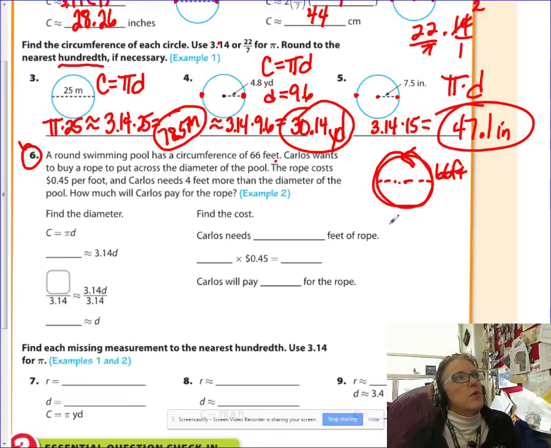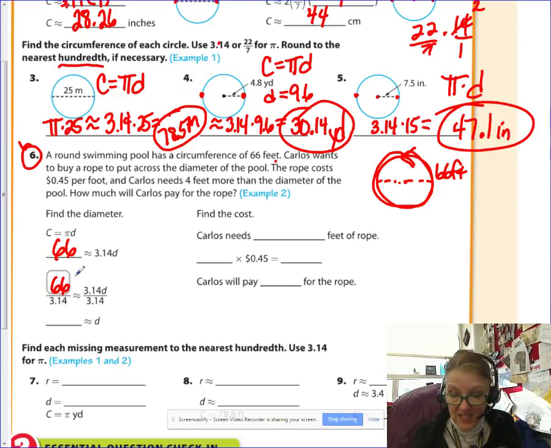The rope is 45 cents per foot, and he needs 4 feet more than the diameter of the pool, probably to tie it off or something. So how much does he have to pay? All right, so let's work backwards. The circumference is 66. 66 equals pi times diameter. They're using this decimal. So in order to figure out diameter, here's what they do next. Divide by 3.14.